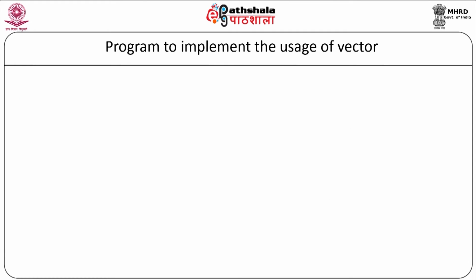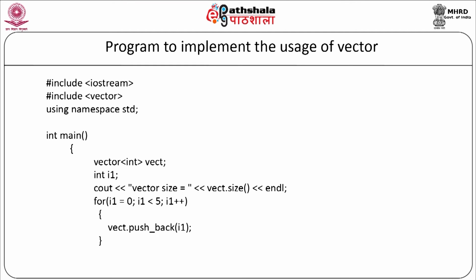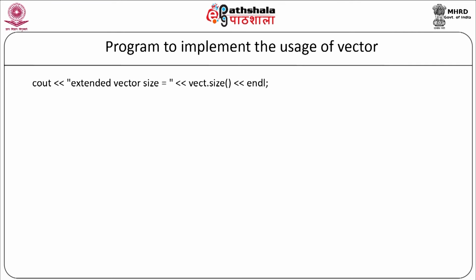Now let us see a program to implement the usage of vector. We will start with the program. #include iostream, #include vector, using namespace std. We will start with our program, int main, vector in angular brackets int, vect is an object, int i1, cout vector size is equal to vect dot size endl. For i1 equal to 0, i1 less than 5, i1 plus plus, vect dot push underscore back i1, end of the for loop, cout extended vector size is equal to vect dot size endl.